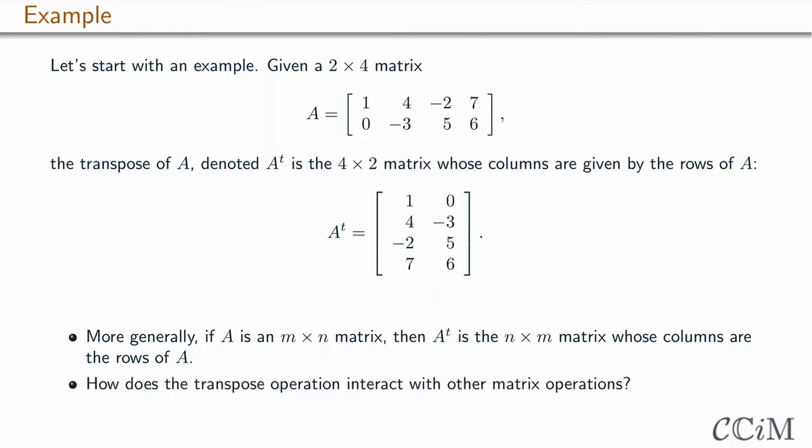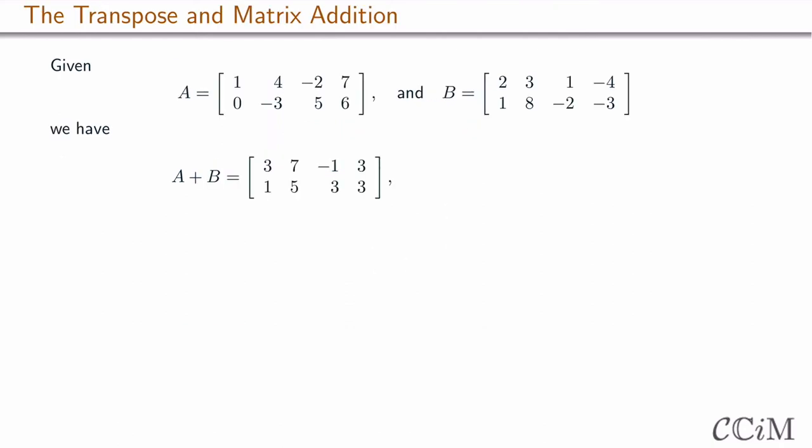How does this transpose operation interact with the other matrix operations we've seen? Let's find out. Given two matrices A and B, both of these are 2x4 matrices. They have 2 rows and 4 columns. We know how to add these. We add these 2 matrices by adding corresponding entries. So, for example, this 1 and this 2 add up to make up this 3 right here in the sum of A plus B.